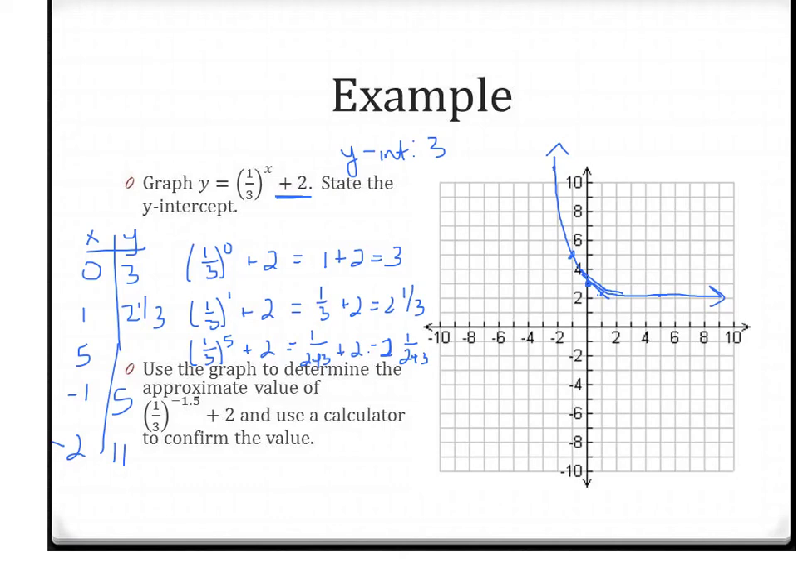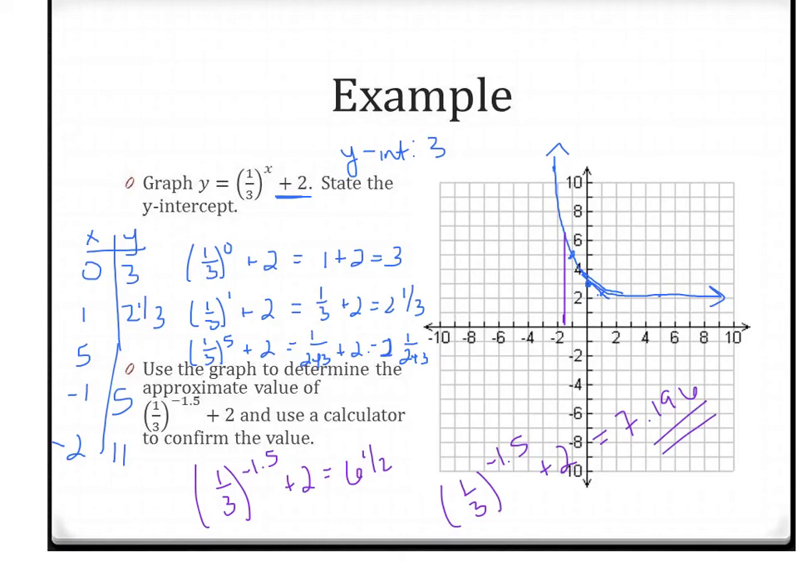And again, we want to use our graph to approximate at -1.5. So at -1.5, if I go up to my graph, okay, I'm going to guess someplace around 6.5. And so see what your graph says. And then what we're going to do is we're going to actually plug it into the calculator and see what the calculator says. And the calculator says 7.196. So closer you are to that, the better your graph is there.